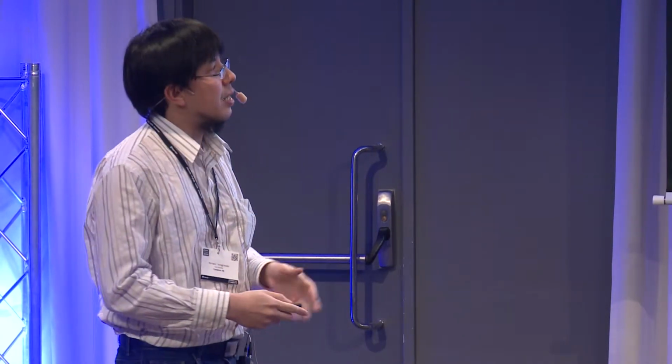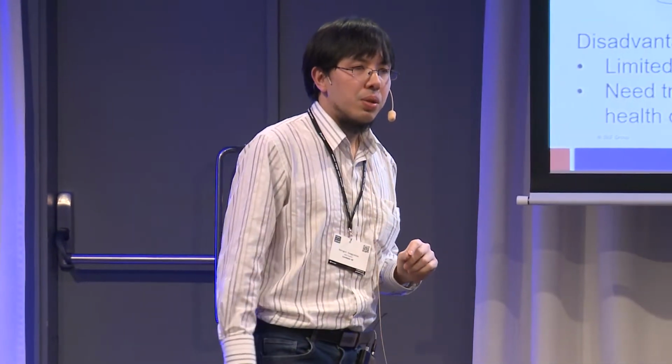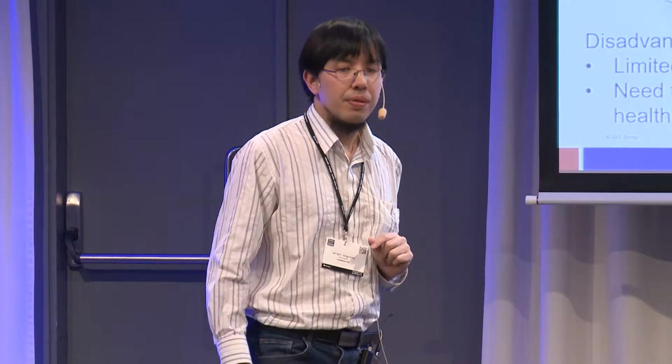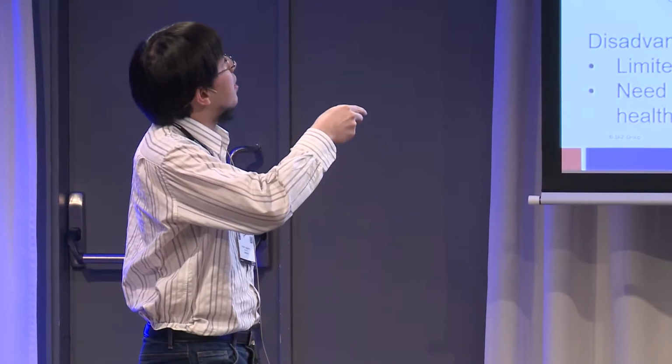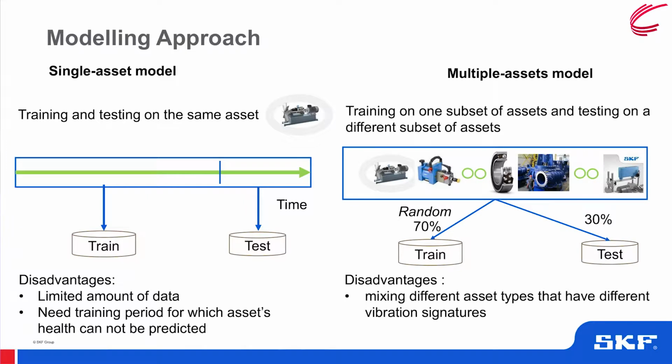Okay, so I have explained the key challenges for this problem. Let me move on to how we decided to approach it, which is also based on the challenges that we outlined so far. We decided to approach it from 2 different angles. The first angle is that we consider a single asset, which means we train and test the model on the same asset based on time. So you take data from the first period and test the model on a later period in time.